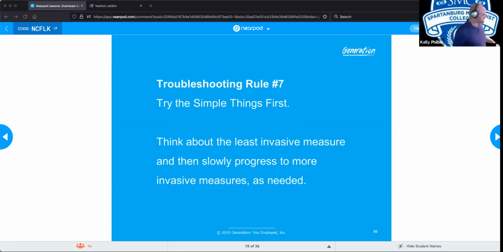So, as we were talking about, troubleshooting rule number 7: try the simplest things first and the least invasive approaches first before you get into significantly more invasive ones. All right.